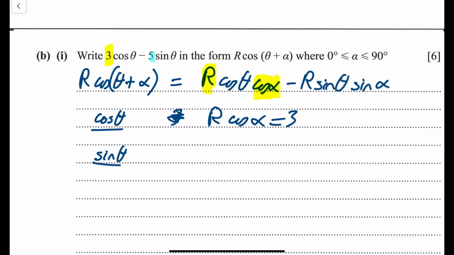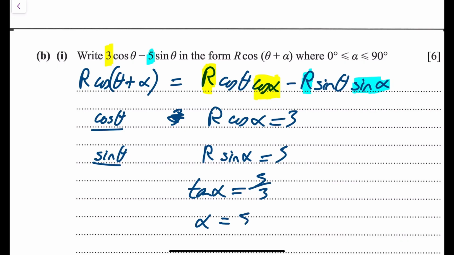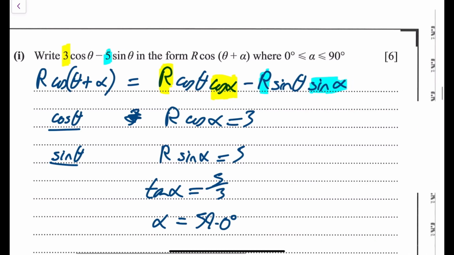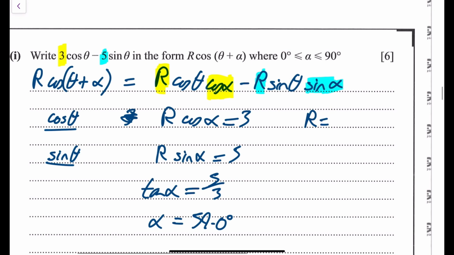So it's a minus 5, but this is already a minus 1 here, so 5 is equal to r sine alpha. So r sine alpha is equal to 5. And then what you can do is get tan of alpha by doing 5 over 3, which allows you to get alpha. And I got 59.0 for that one. And also you can get your r by just squaring those two things, the 3 squared and the 5 squared, and square root. And my r worked out to be root of 34.